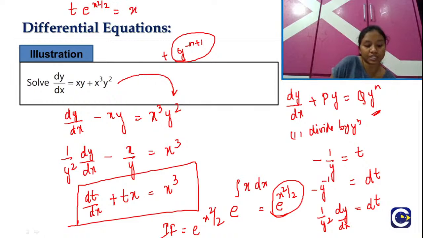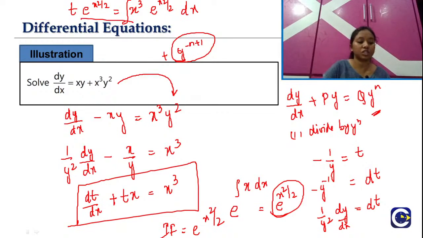So what is q here? x cube. So x cube, integration of x cube into e power x square by 2 dx. So this will be the solution. You can further do the integration and get the answer. If you guys were able to get the integrating factor itself, that means you are actually familiar with this conversion of Bernoulli's to linear, and then you can find the integrating factor.